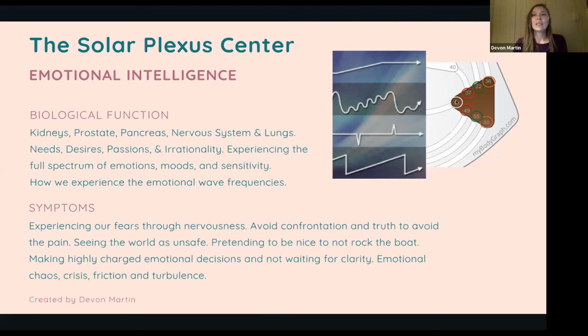And then the 6 is the most stable wave, and it's about intimacy. I could talk a lot more about that, but does that help? Yeah, it actually does.